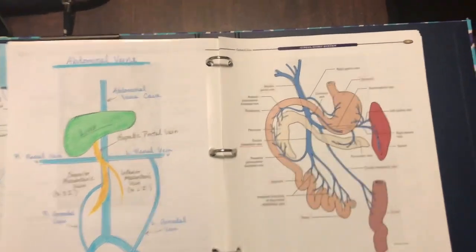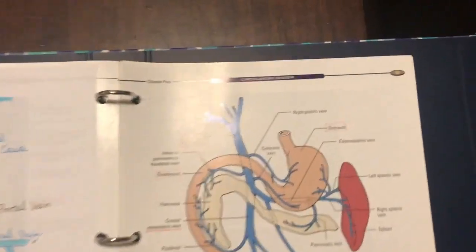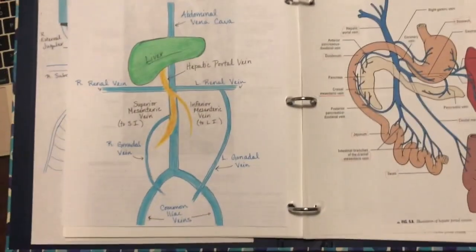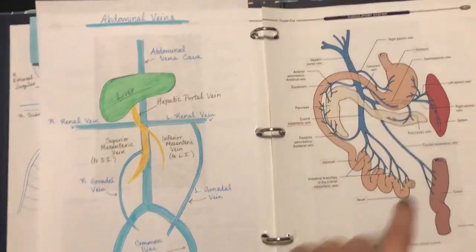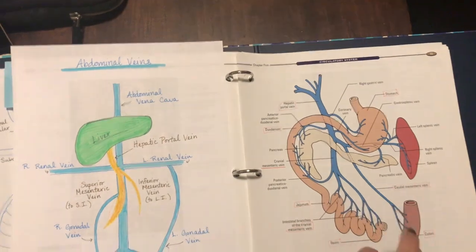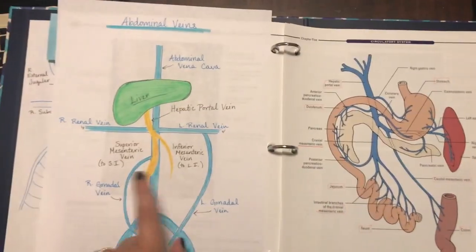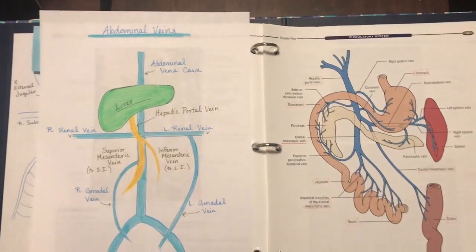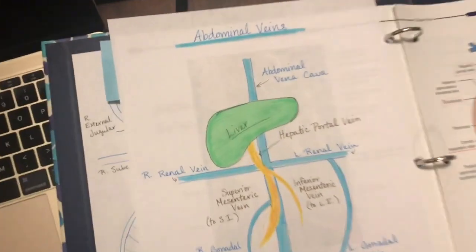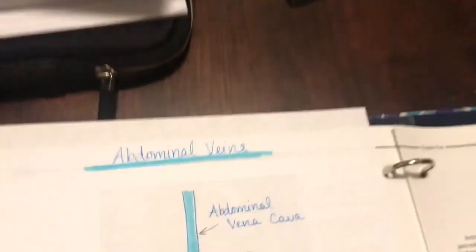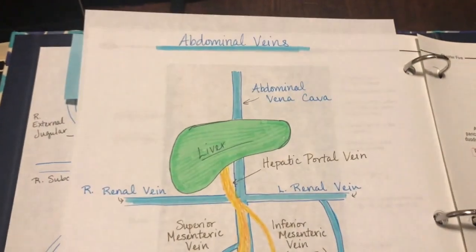The first thing that I want to point out is that there are some really excellent diagrams on pages 65 through 67 of your book, showing all of these blood vessels that I've drawn out here. They show some other structures to help you understand what these blood vessels run from, but hopefully this diagram that I've put together will make sense. Okay, so to start off, we're going to locate our abdominal veins.